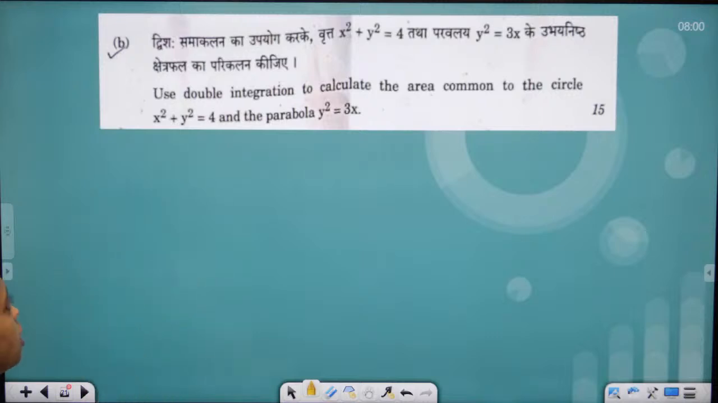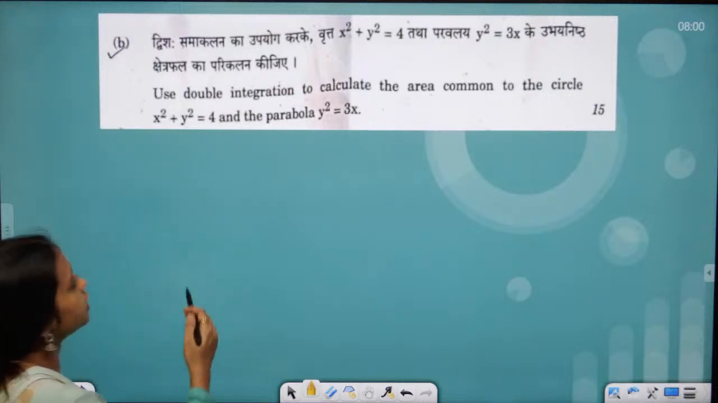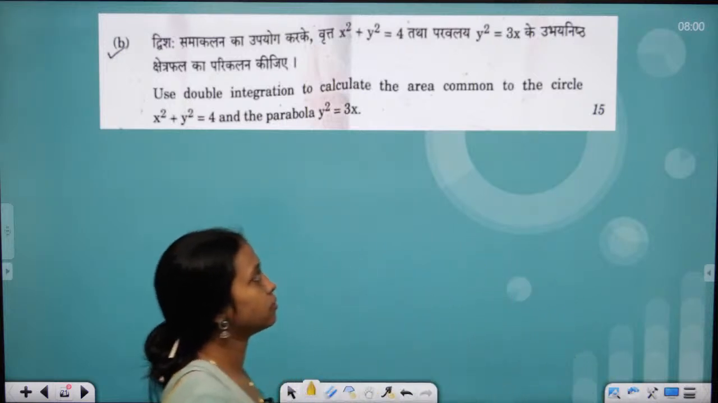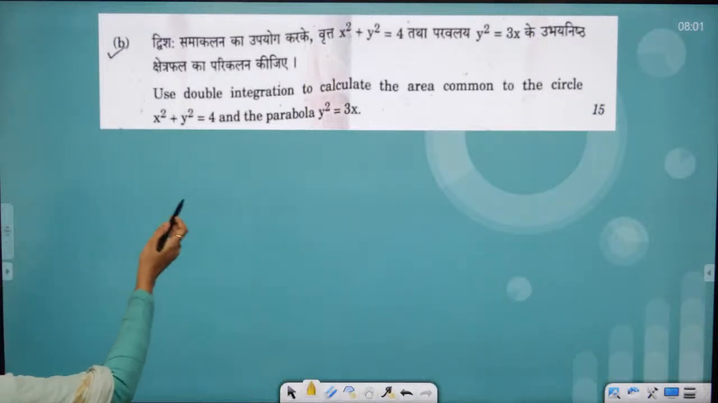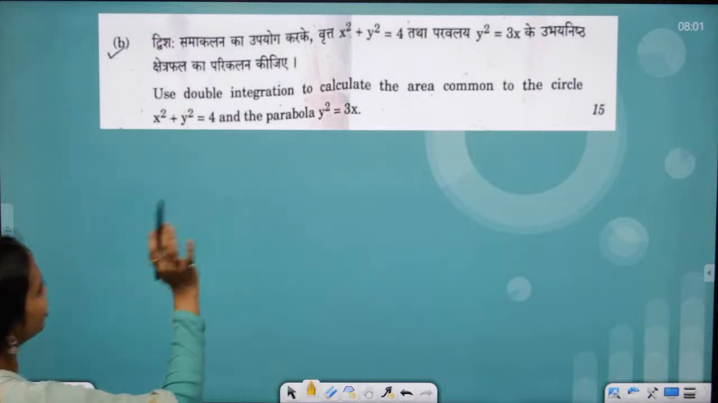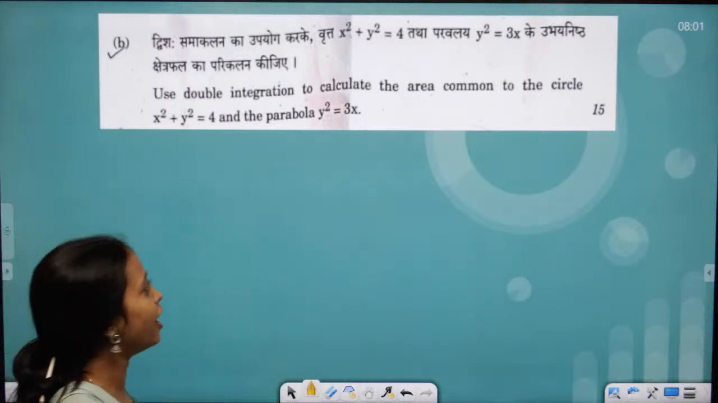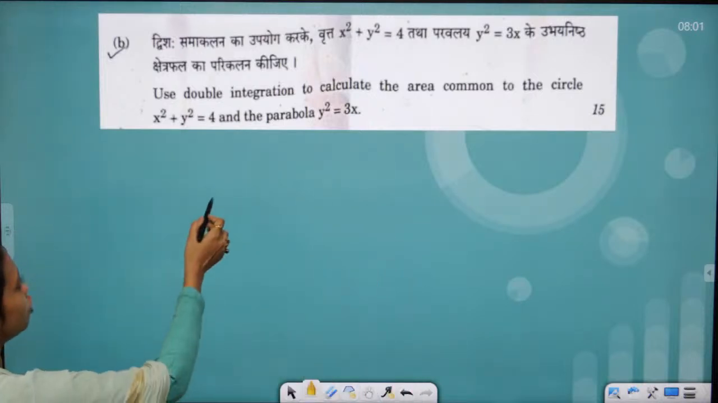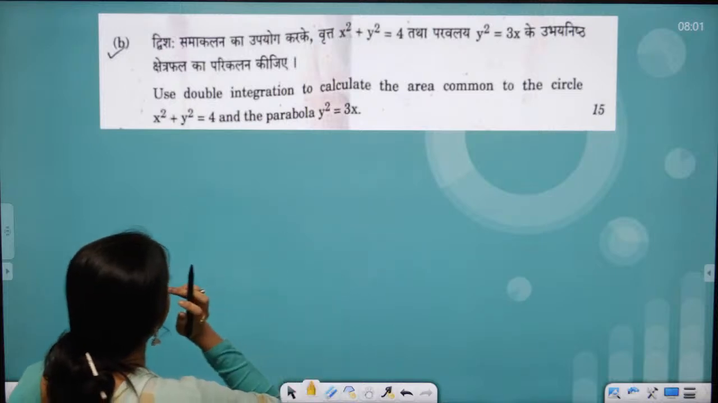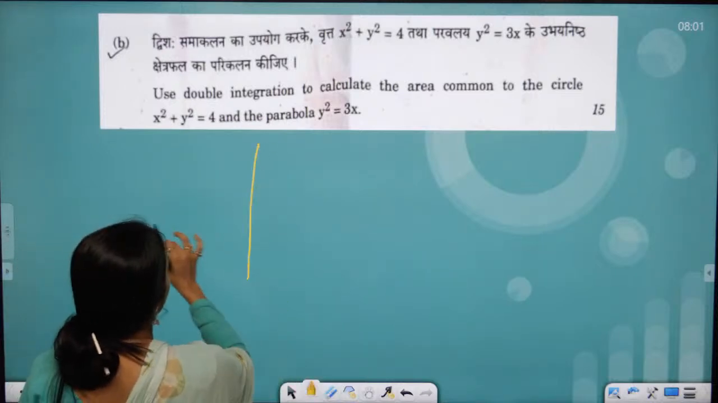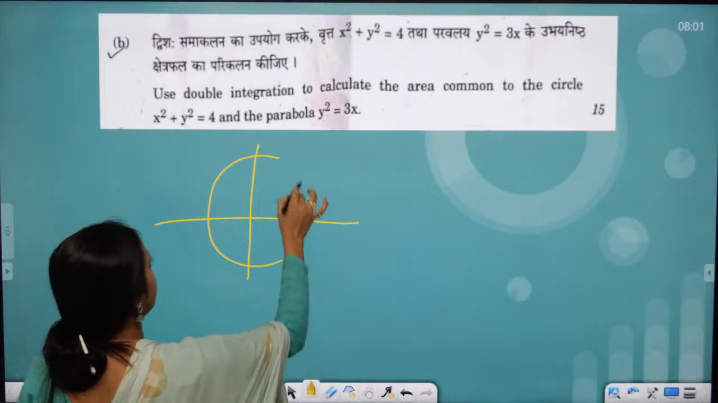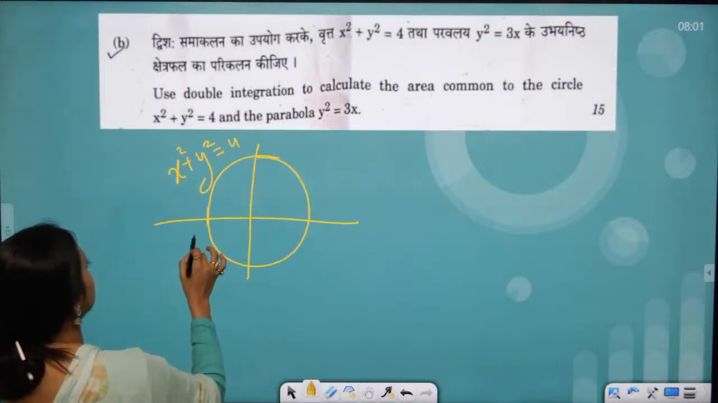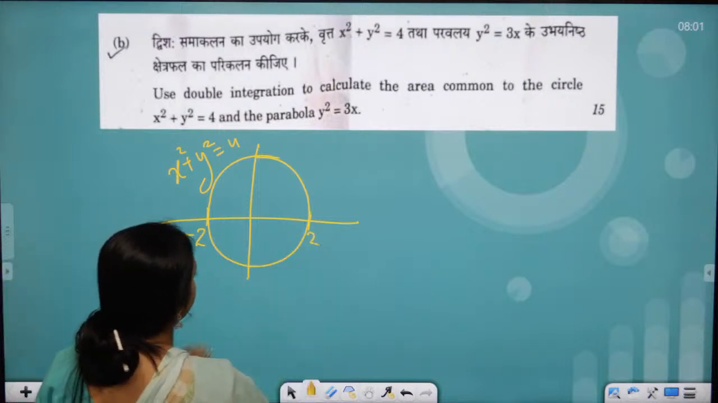This was the question I was talking about. Double integration. This was class 12th. This is a question from class 12th. The word double integration is not there, but more or less you are doing the same thing over there also. To calculate the area common to the circle x square plus y square equal to 4, so this is minus 2, this is 2.